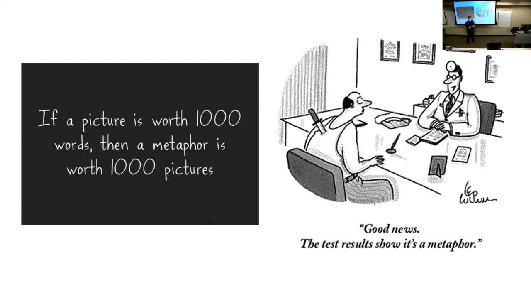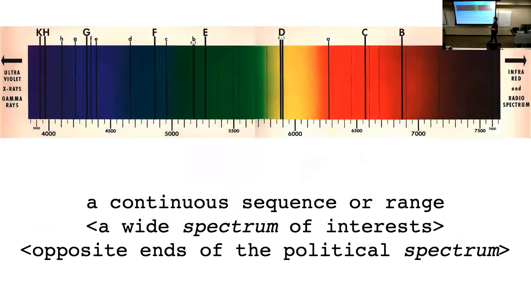Another important metaphor that comes out of this is the metaphor of the spectrum. When we talk about a spectrum, we think about spectra of light, Roy G. Biv, going from the blues and the violets on one side to the reds and the oranges on the other side. And if we look up the definition of a spectrum, it's a continuous sequence or range. So we can say there's a wide spectrum of interests. We can say there's opposite ends of the political spectrum.